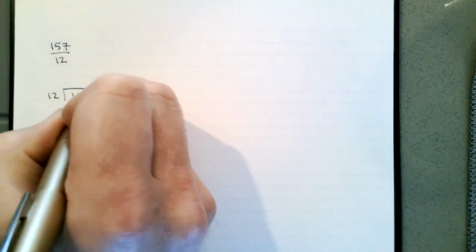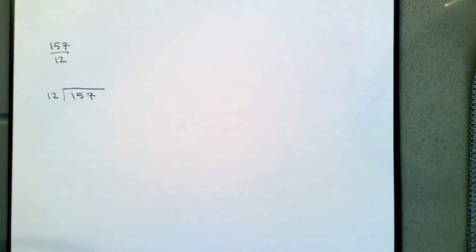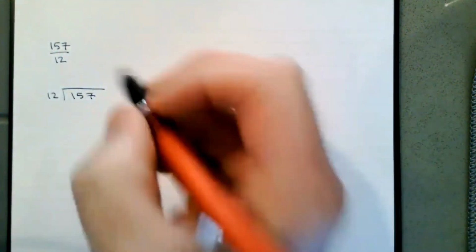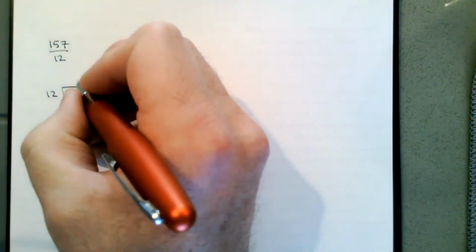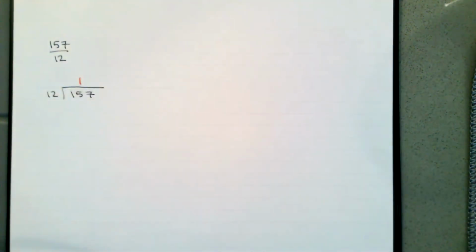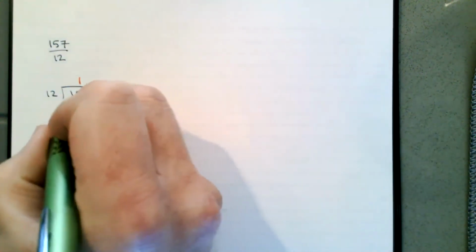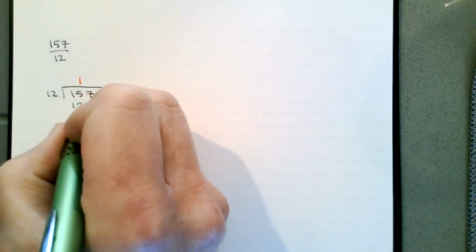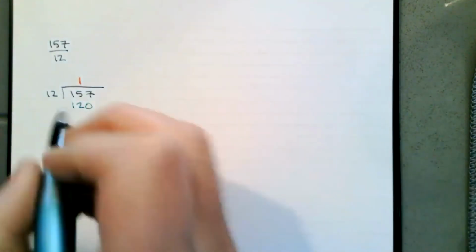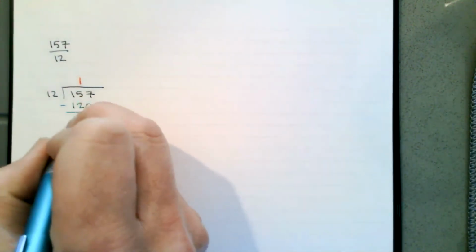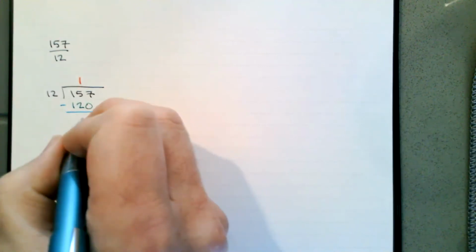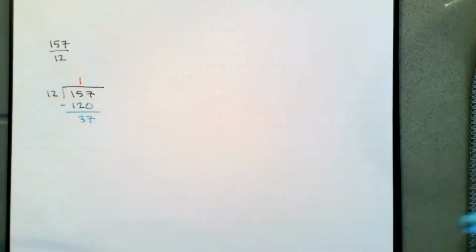Mostly, this calculation goes the same. I take the 12 and divide it into 157, and I ask myself the same questions. How many times can I subtract 12 from 157 without going negative? I see from the 12 and the 15, I can do this at least 10 times. I'm going to write a 1, but I'm going to say 10. And I'm going to subtract 120, which is 10 12s, from the 157. So 157 minus 120 is 37.